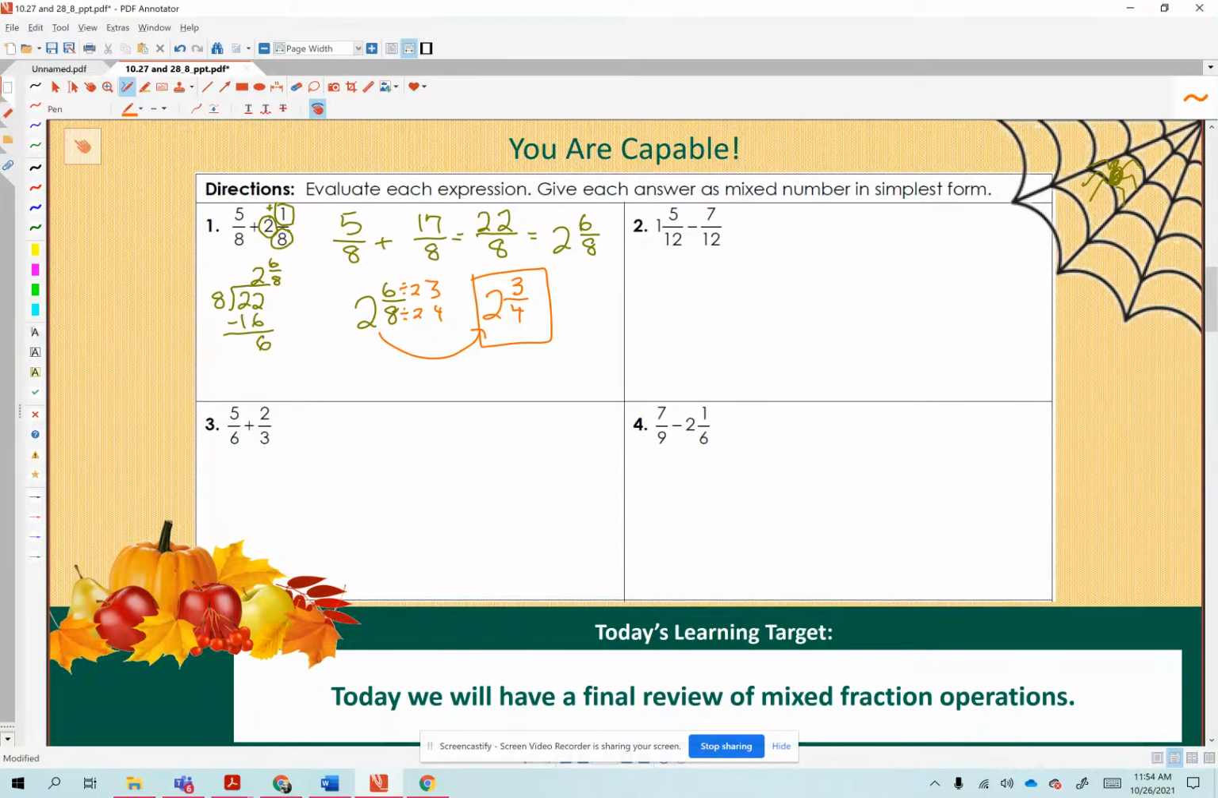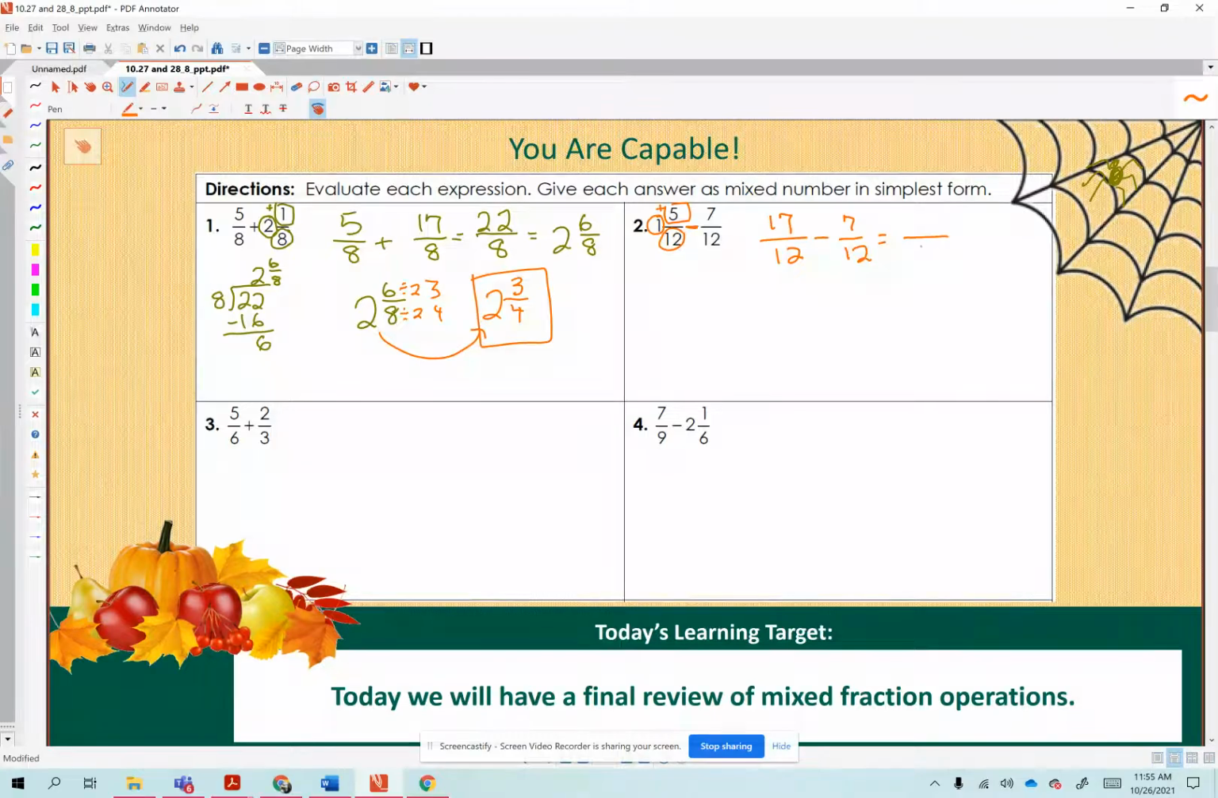In our next problem, we have 1 5/12, and from that we will subtract 7/12. We need to rewrite that 1 5/12 as an improper fraction, so we will multiply 12 times 1 is 12, plus 5 is 17/12, from which we will subtract 7/12.